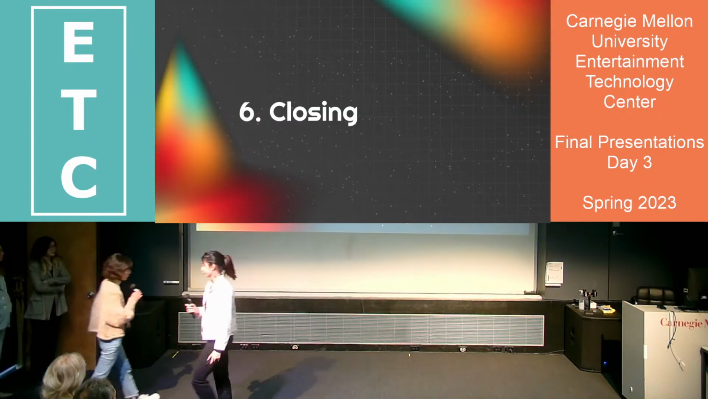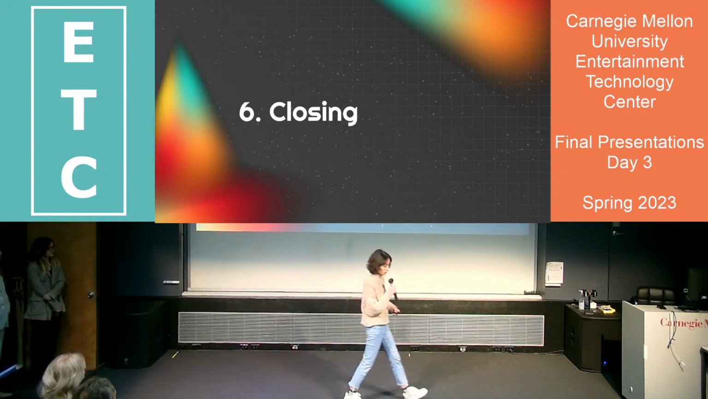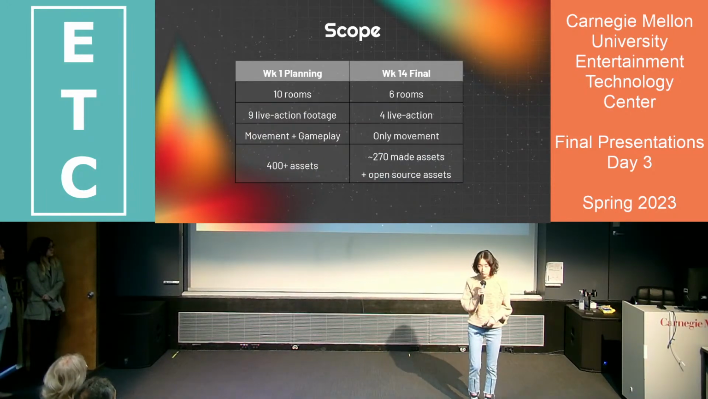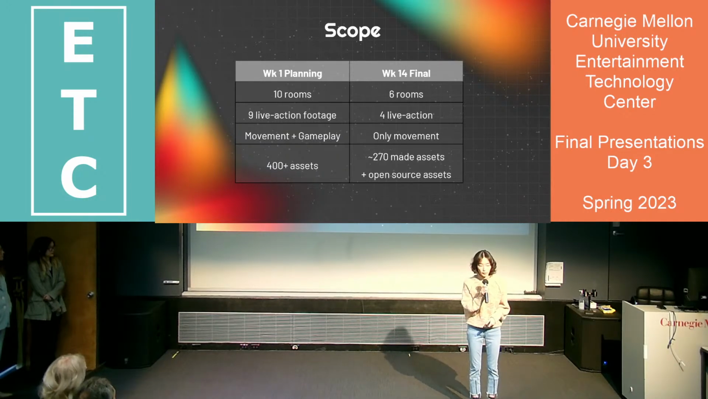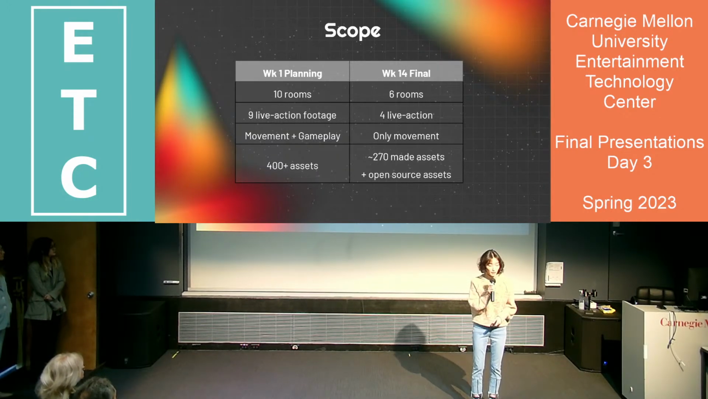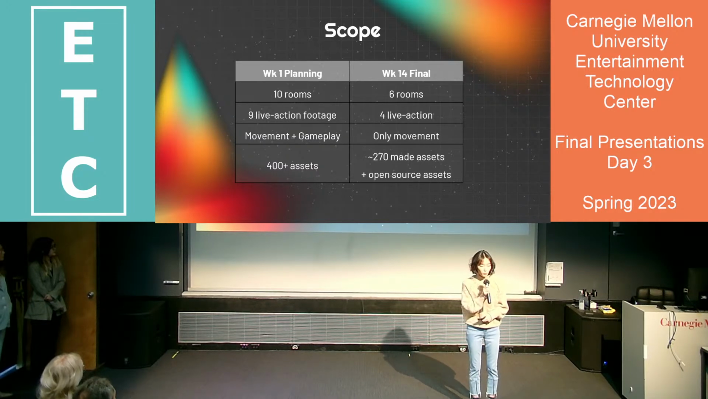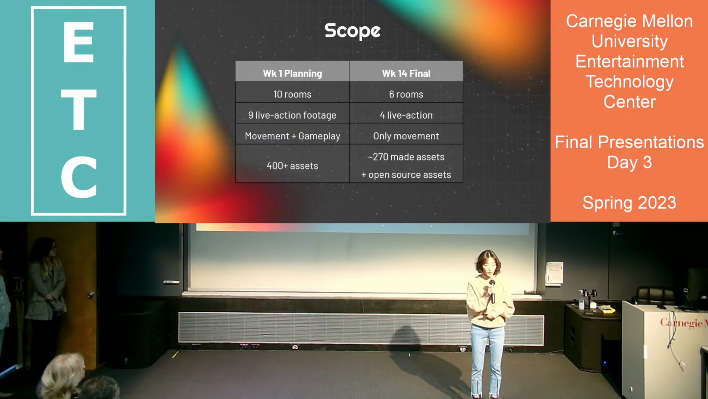All right, so before we conclude our presentation, I want to talk about scope as well as playtest. Scope-wise, we actually did a very big scope cut by up to half. As you can see here, for our week 1 planning, we planned to have 10 rooms, 9 footages, and 400 plus assets. But by halfway, we had already cut it to only 50% of the scope, which leads to a similar scope to where we are right here.